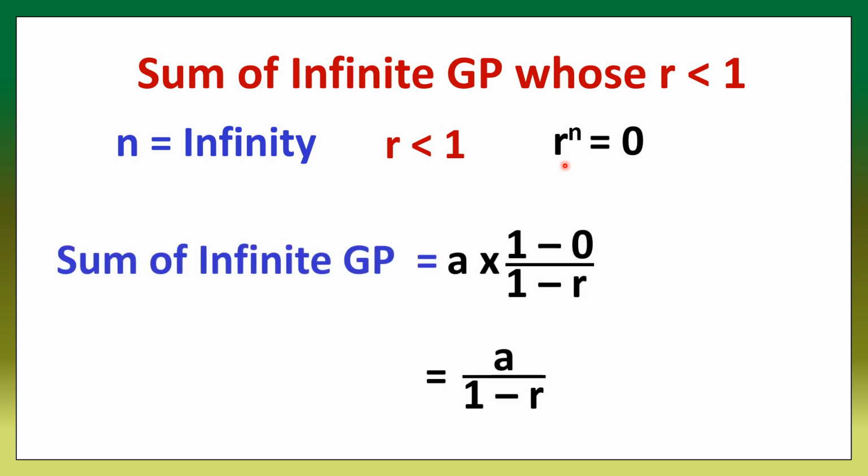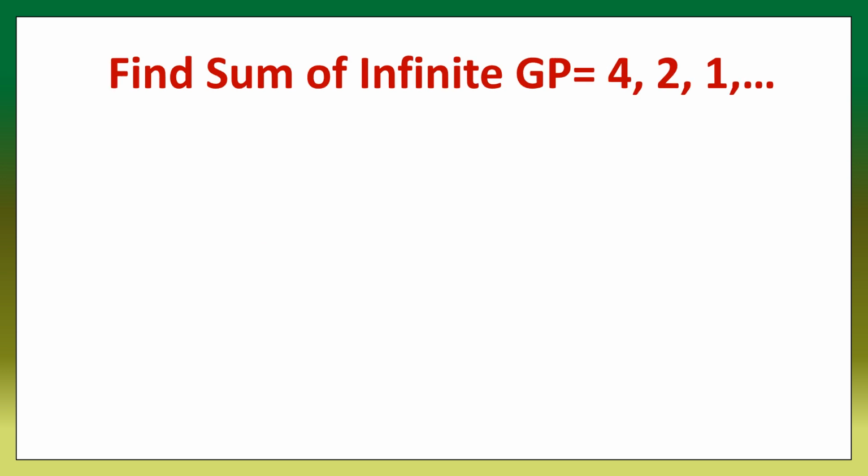Sum of infinite GP is equal to a into 1 minus 0 divided by 1 minus r. So, by simplifying this formula, we get it as a divided by 1 minus r. This is the formula to be used to find the sum of an infinite GP whose common ratio is less than 1. And let us try this out.